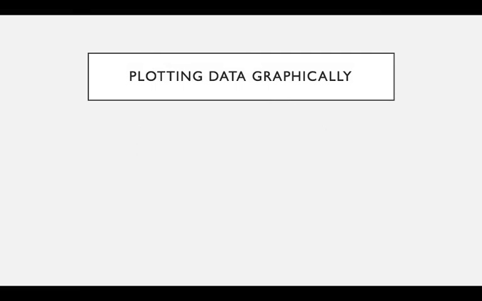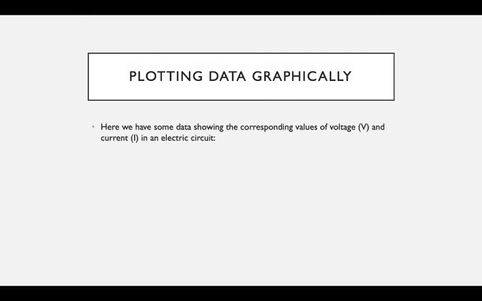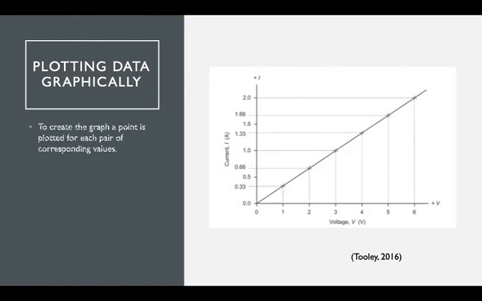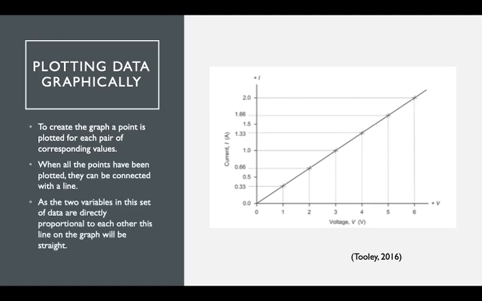So, plotting data on a graph. Here we've got some data that shows the corresponding values of voltage and current in an electrical circuit. This data can be plotted as a graph. To create the graph, a point is plotted for each pair of corresponding values. When all the points have been plotted, they can be connected with a line. As the two variables in this set of data are directly proportional to each other, this line on the graph will be a straight line.